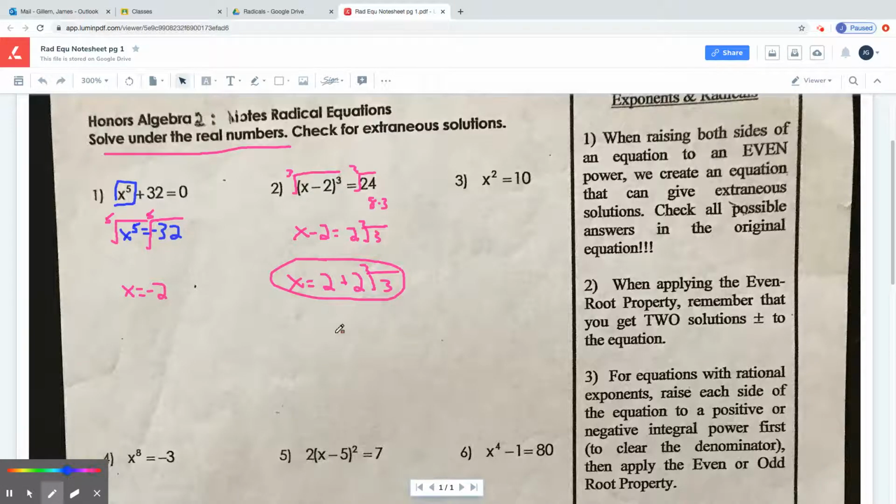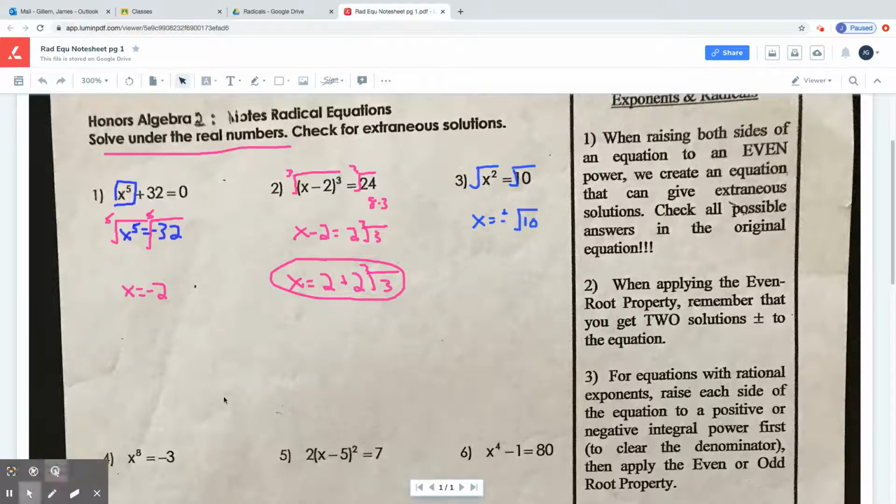Here, we just have x squared equals 10. This one is a nice easy one. We just have to take the square root of both sides. The square root of x squared is x. Since it's a square root, or a fourth root, any even root, you have to do plus or minus. So x equals plus or minus the square root of 10.